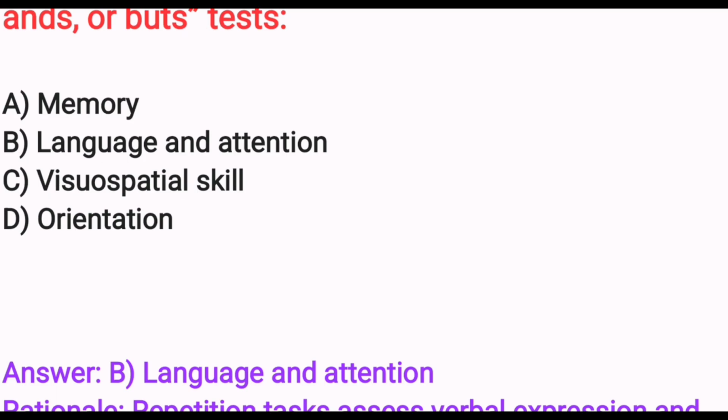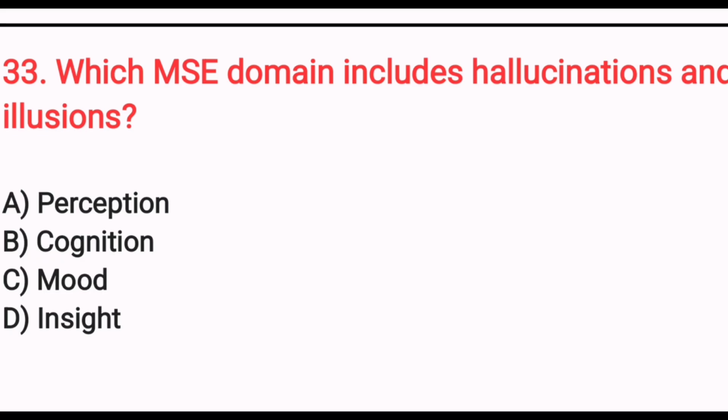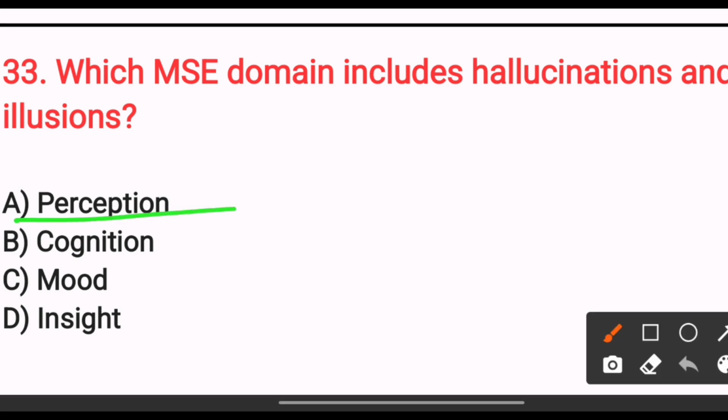Next, which mental status domain includes hallucinations and illusions? Option A, perception. Option B, cognition. Option C, mood. Option D, insight. The answer is option A, perception, because abnormal sensory experiences are evaluated under perception.